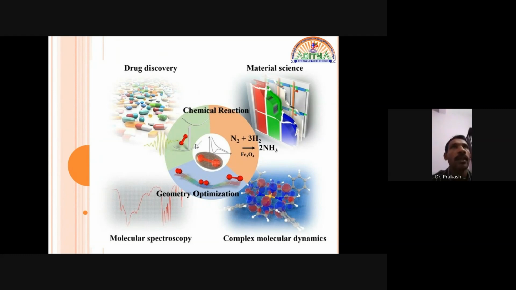IR spectra also estimate the vibrations of different types of molecules, and we can conclude easily. These are the conclusions nowadays. We can easily identify unknown molecular shapes, bonds, angles, and molecular weights. The next slide, please.